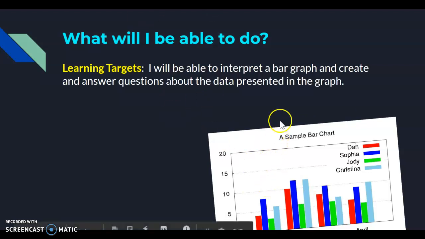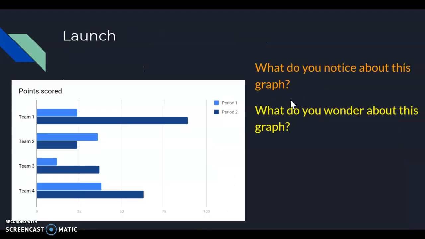Okay, if you take a look at this, this is just a sample bar graph right here, and we're going to go over some other ones later. What do you notice about this graph? On the left side over here, we've got a bar graph. So the first question is, what do you notice about this graph? Then the next question is, what do you wonder about this graph?